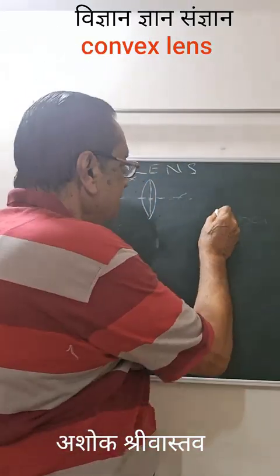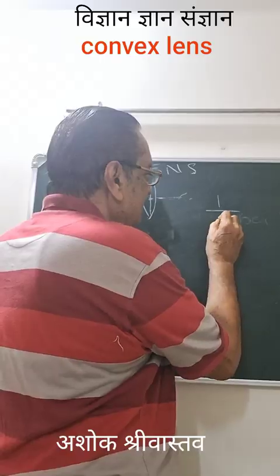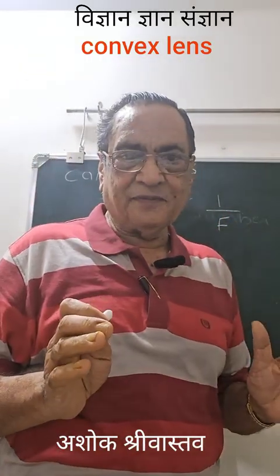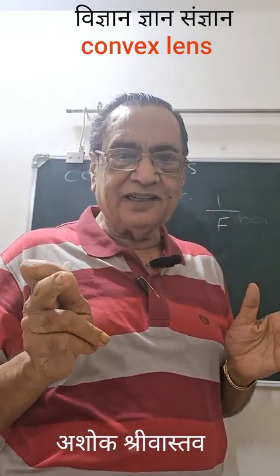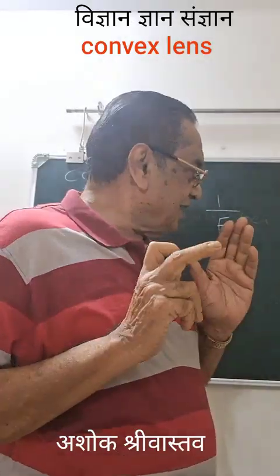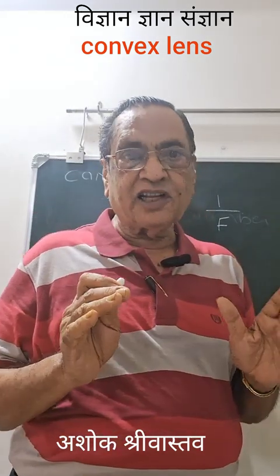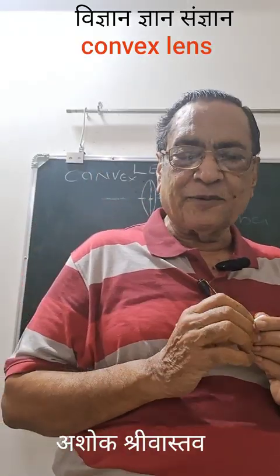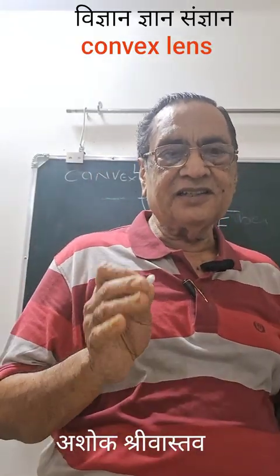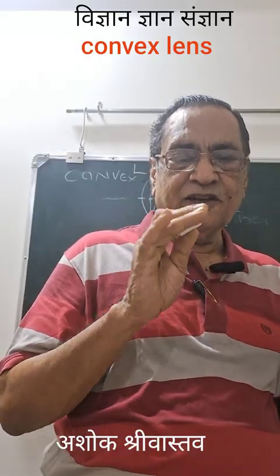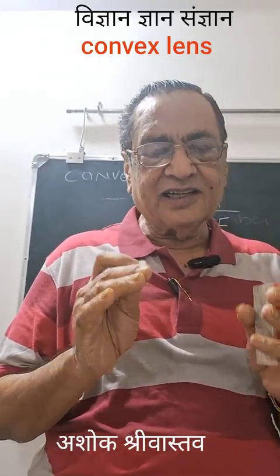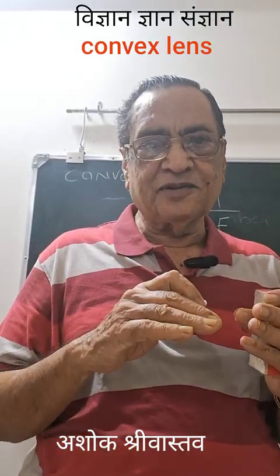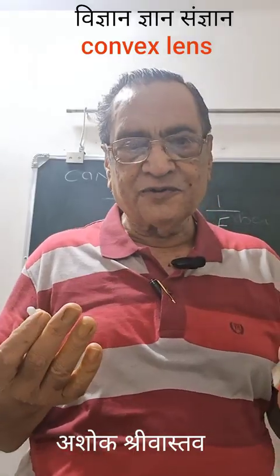That number is 1 divided by the focal distance in meters. If the focal distance is 1 meter, then the lens number is 1. This is also known as the Dioptre number, D-I-O-P-T-R-E. So the Dioptre number is the number of the lens which is the inverse of, or 1 upon, the focal distance. If the focal distance is half a meter, the number is 2. If the focal distance is 25 centimeters, the number is 4.